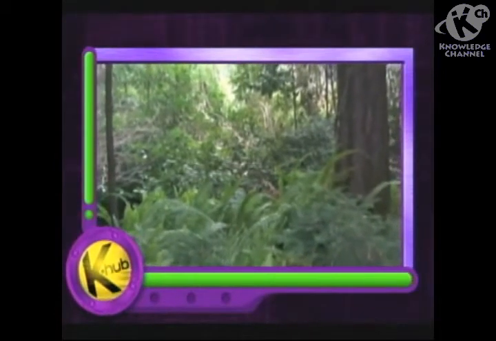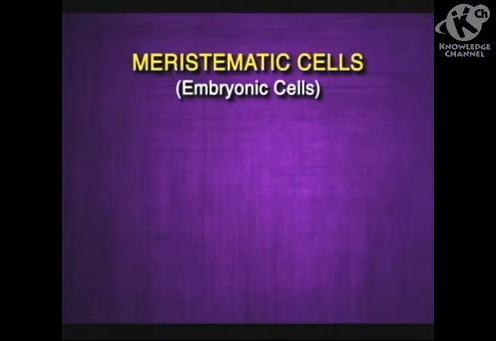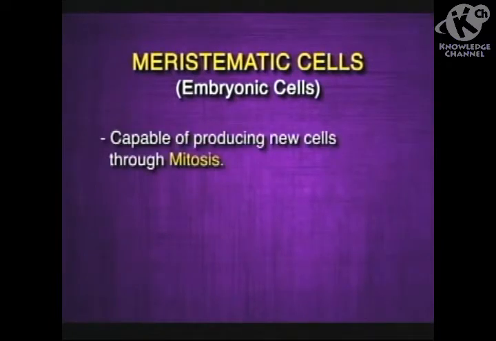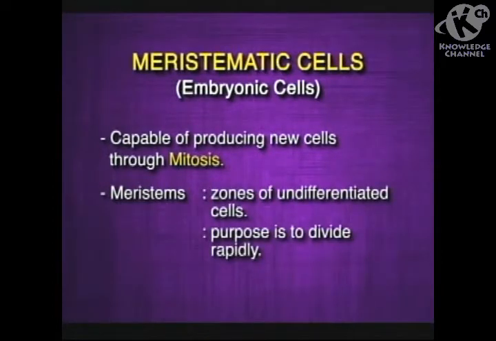Ma'am, why is this so? From the time they sprout, plants are composed of two different kinds of cells, the meristematic cells and the differentiated cells. The meristematic cells, also known as embryonic cells, are capable of producing new cells through a process called mitosis. Meristems are zones of undifferentiated cells whose sole purpose is to divide rapidly.